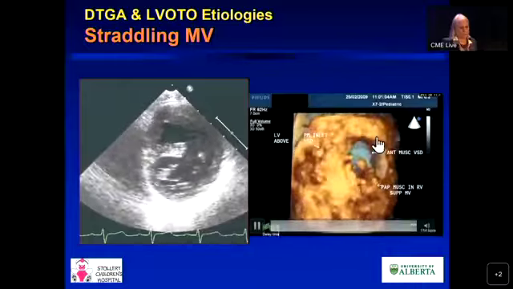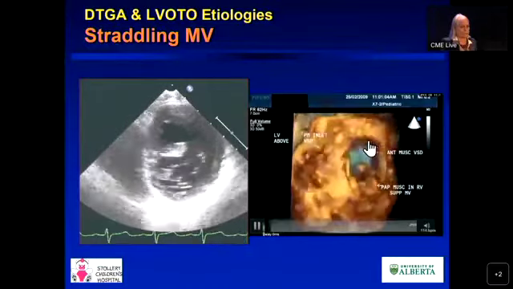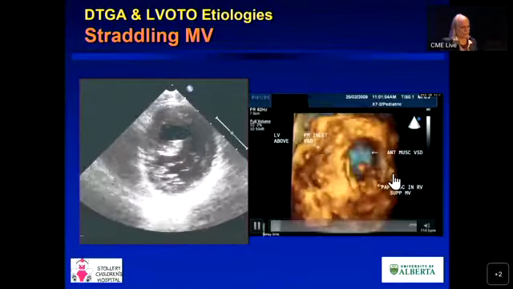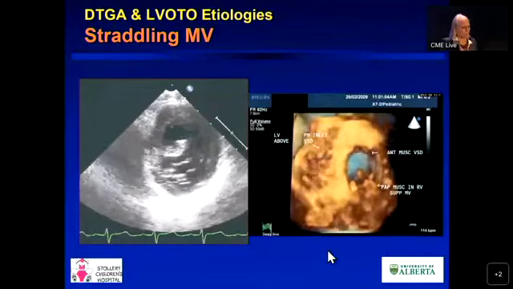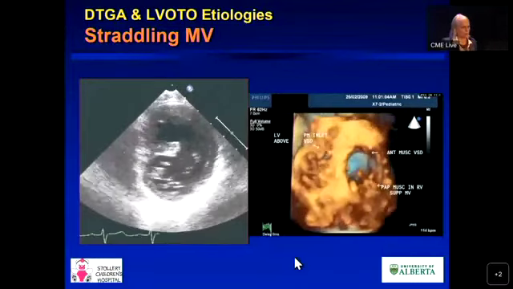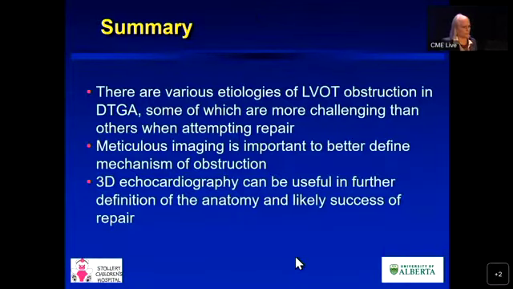And he was able to guide the surgeons to go ahead and do baffling, which this patient actually tolerated quite well. The subpulmonary was quite obstructed, and so it really required a baffling in this context, but it was successful. So there are various etiologies of LV outflow obstruction and transposition, and some of which are more challenging than others when attempting repair. Certainly, meticulous imaging is important to better define the mechanisms of obstruction. And 3D echo, as mentioned, we've used it quite a bit, and the 3D models have definitely become standard of care in our practice.